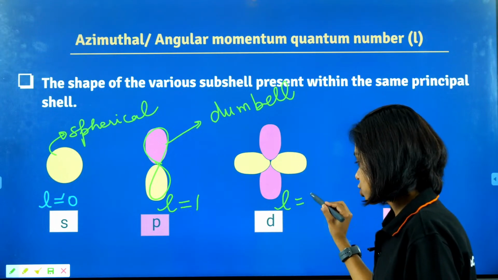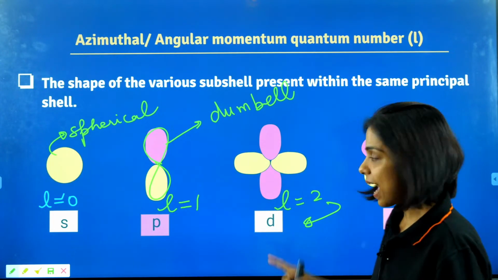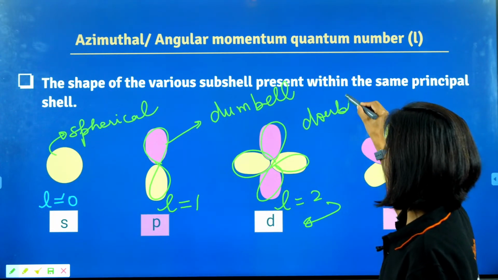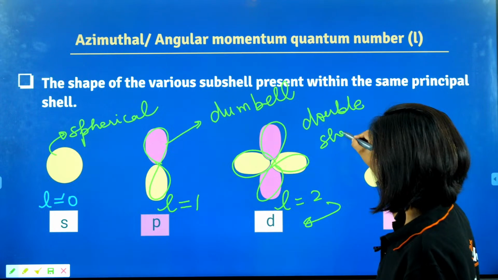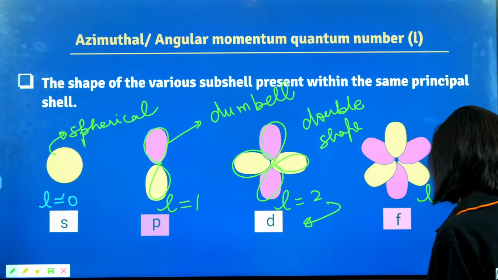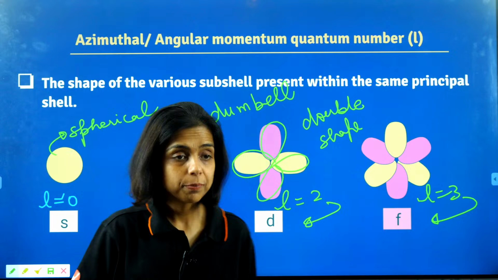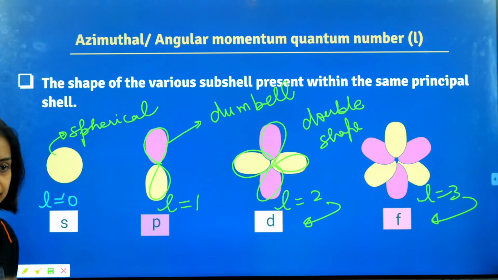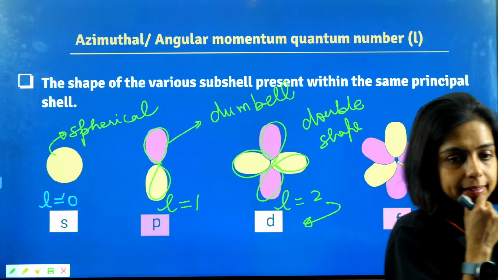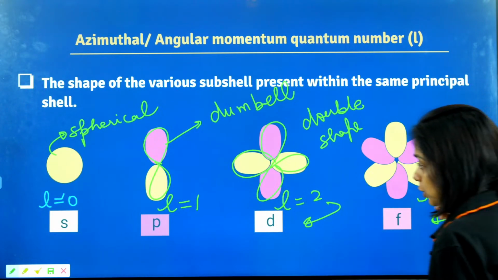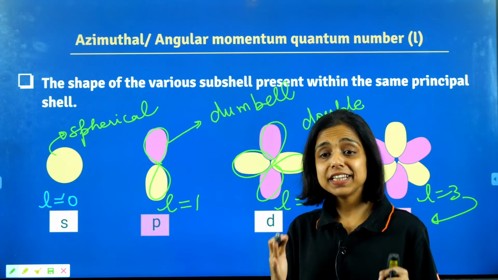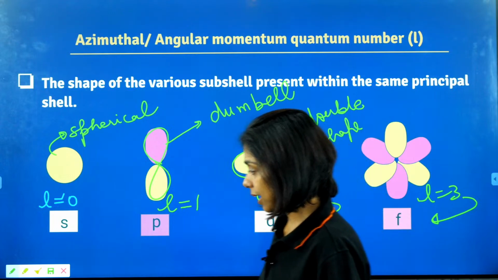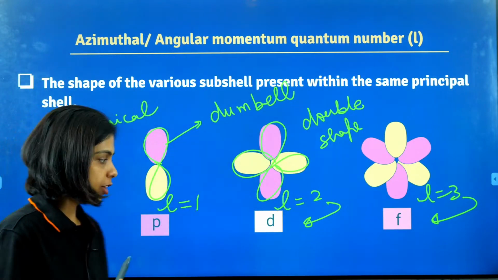D, when L value is 2, that corresponds to D subshell, and the shape of D subshell is like this. This is known as double dumbbell shape, right? And if L value is 3, that corresponds to F subshell, and it has more diffuse, more complicated, complex shapes. Okay, so guys, S, P, D and F, these are the subshells present in the different shells, and each has a different shape.